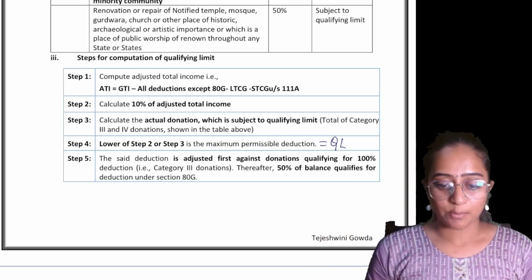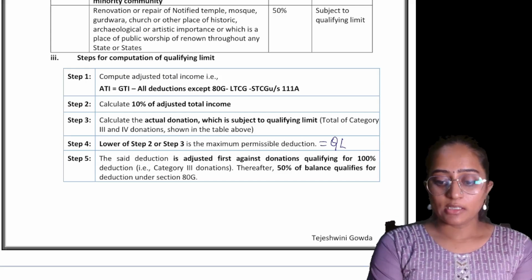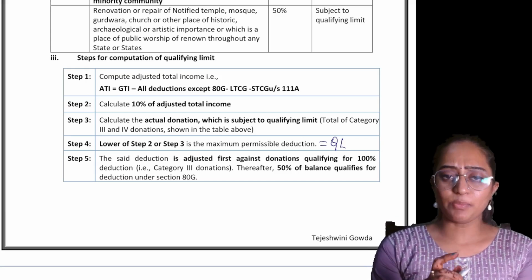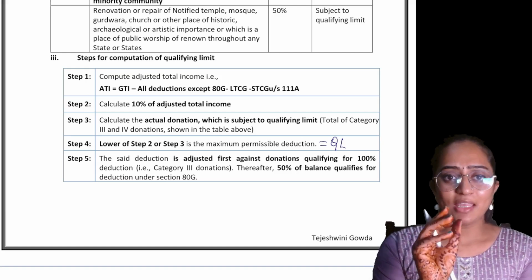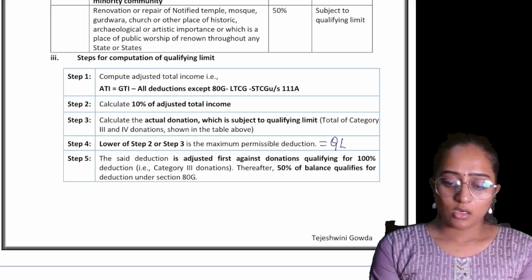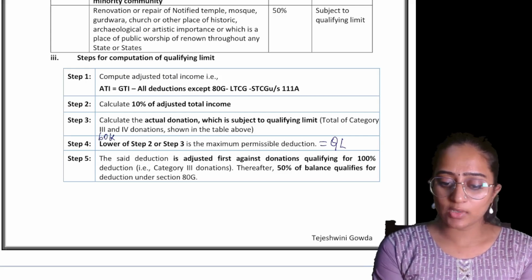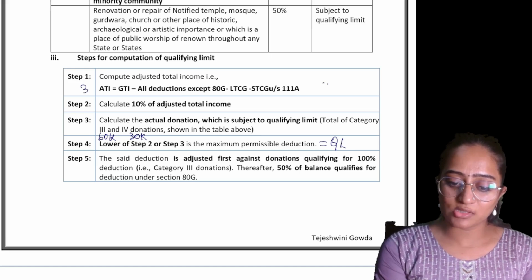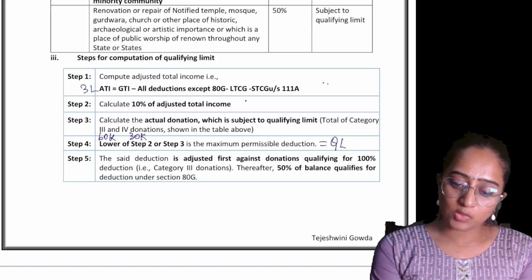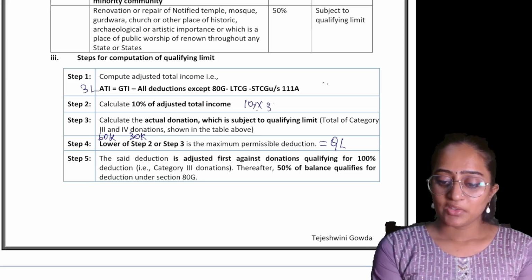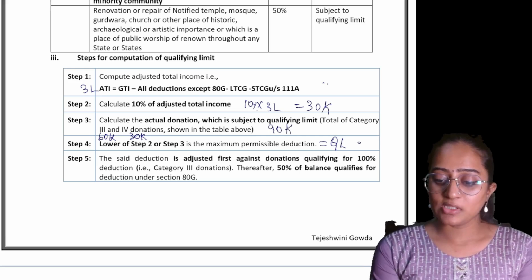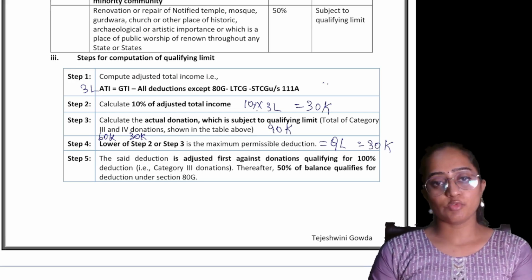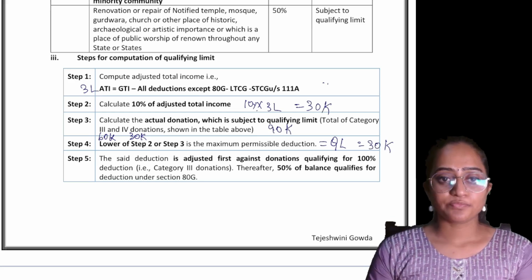Now, let's take a simple example. Let's consider step number 2. Let's consider the actual donation you have made is category 3 60,000 and category 4 is 30,000. The adjusted total income, the ATI which you have got, is 3 lakh in my example, and 10% of that 3 lakh would be 30,000. So 30,000 or the total of 90,000, whichever is lower. Obviously, your qualifying limit would be 30,000 only, the least of the above.